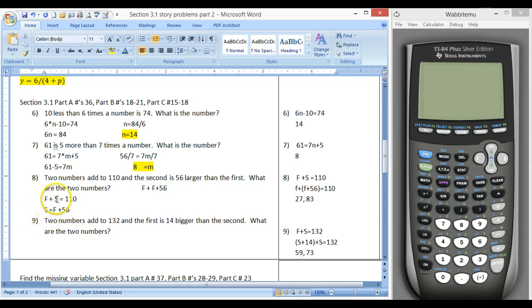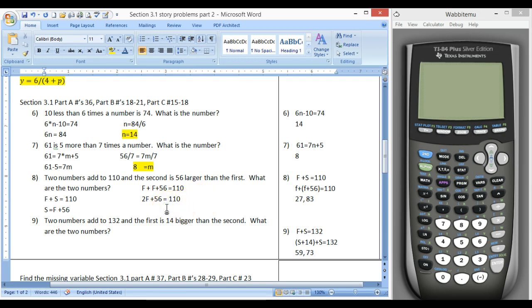So I've substituted, see where this s is. If this is also s, I can take this and move it in there, insert it. So that's going to equal 110. So my next step will be combining my variables and solving for f. So I have 2f here, adding those together, plus 56 equals 110.